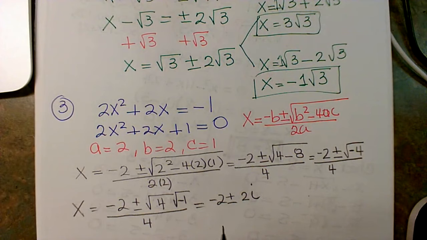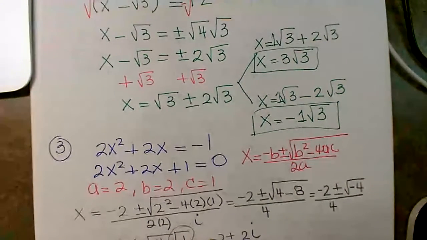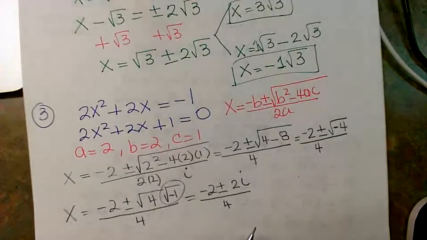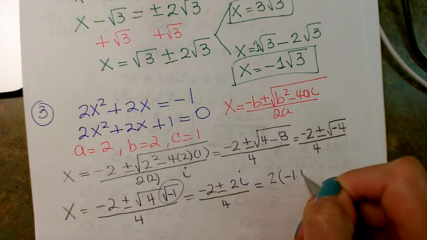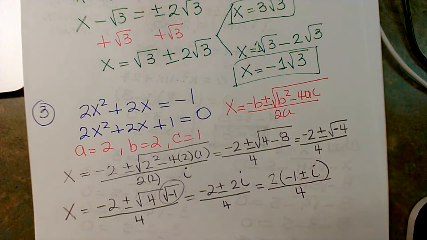I over 4. Remember, this is I. Now, 2, 2, and 4. I'm going to factor out. Good morning, Gabrielle. And let me factor the 2 out. That's what I need to do.